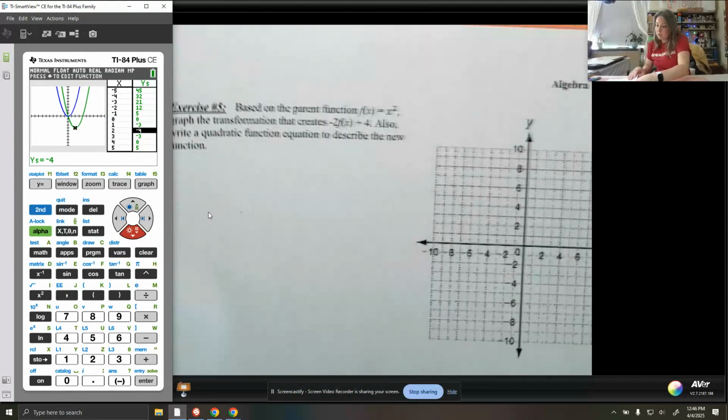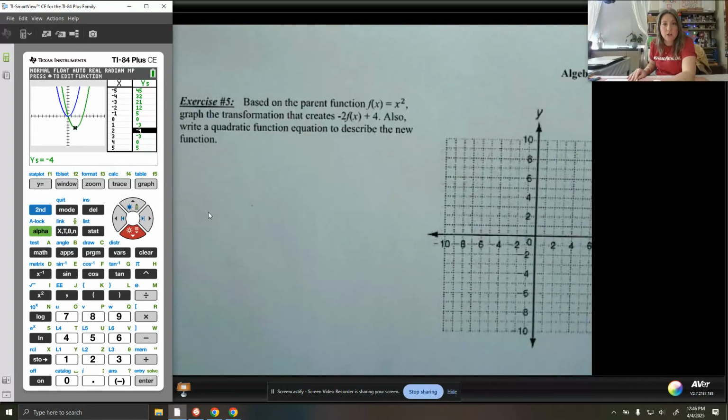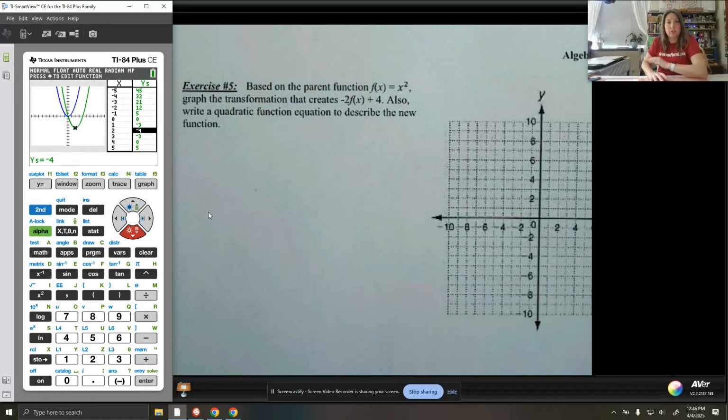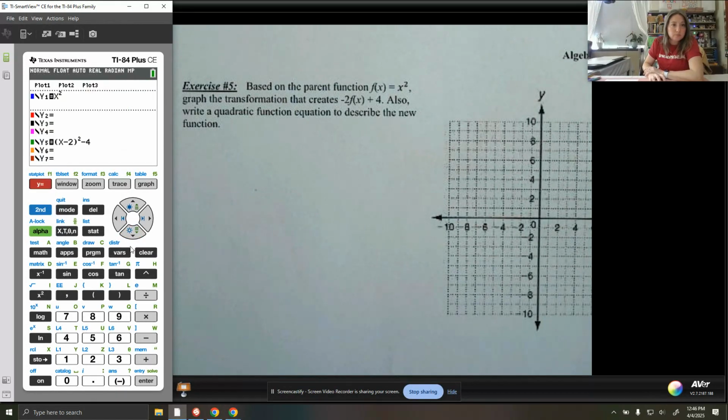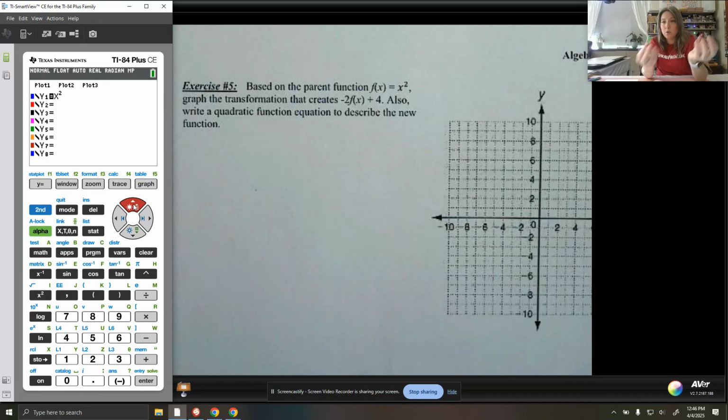Okay, last but not least, another former Regents question. Based on the parent function f of x equals x squared. Oh, there we go. We have it. Let me get rid of the green here. We are going to change this. So we're multiplying the front by negative 2, and then we are adding 4 at the end.